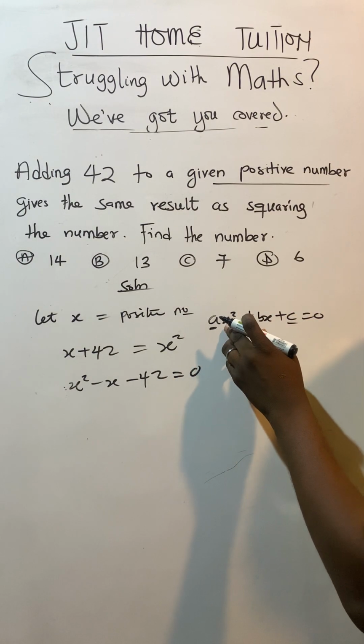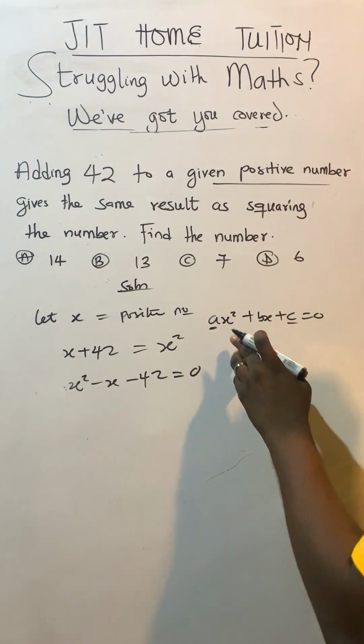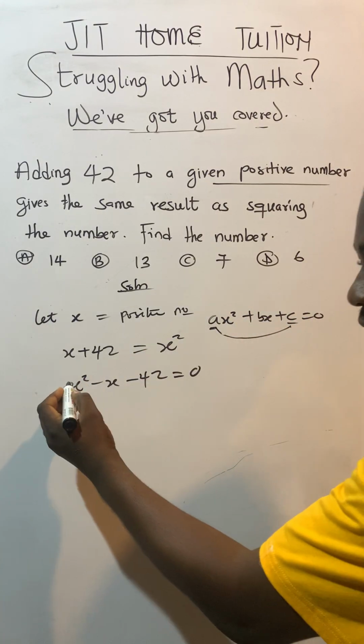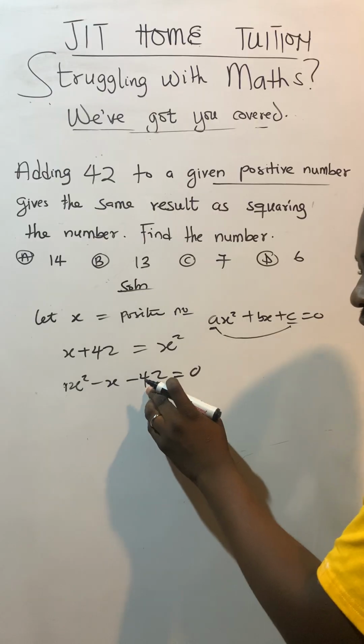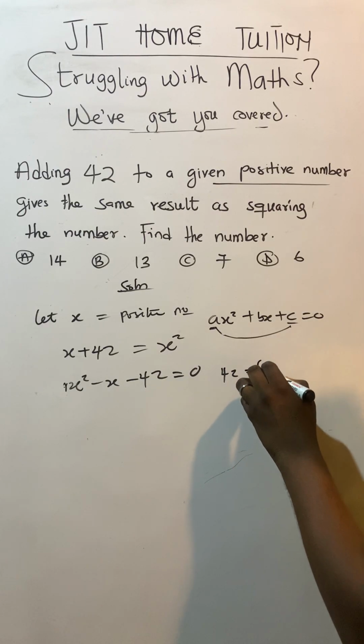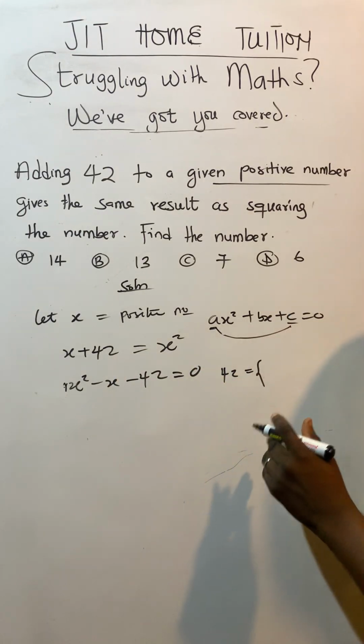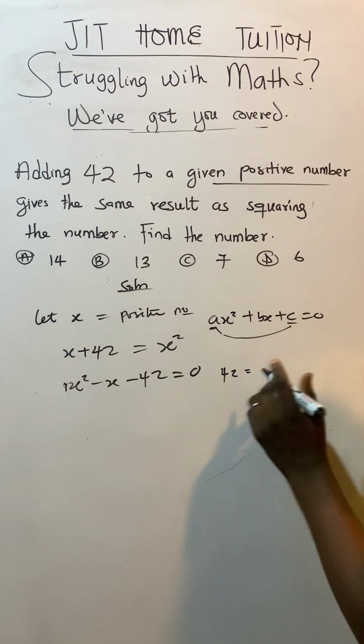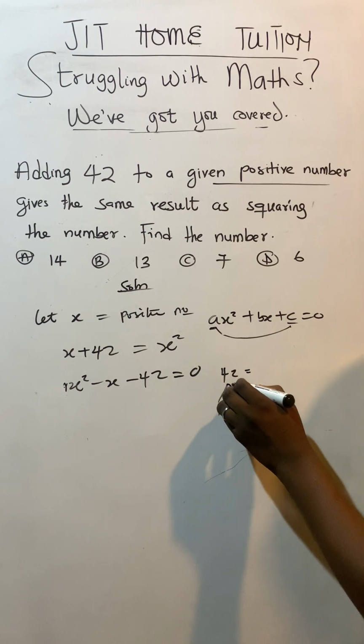Now when you have it this way, you have this side to be a, this side to be c. The coefficient of x squared, which is the a, will multiply this one, giving you ac. So here is 1 times this one, which will give you negative 42. Then you find factors of 42, which is 1 and 42.